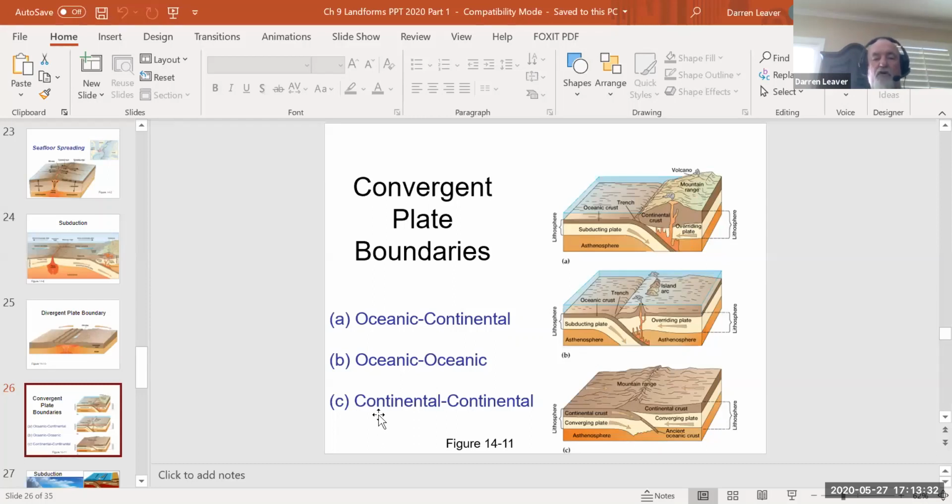Our last type is called continental-continental, and of course that's continental crust bumping into continental crust. One tries to subduct, but because continental crust is so light, it can't subduct, and it basically crumples up and forms a mountain chain. The most famous example of that is the Himalayas.